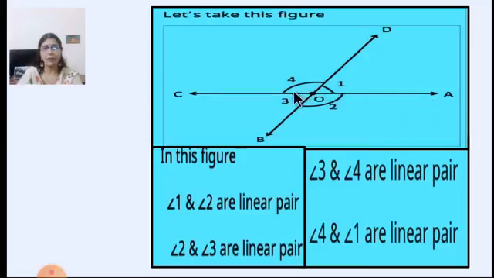So they are forming linear pairs. That means their summation, when you add angle 1 and angle 4, you will get 180 degrees. Same way, if you take angle 1 plus angle 2, that also will be 180 degrees as they are forming on a straight line.